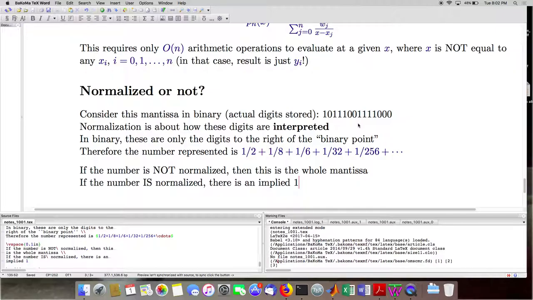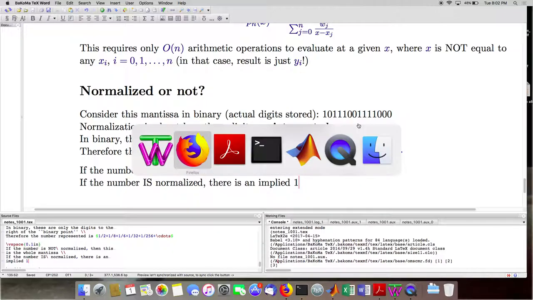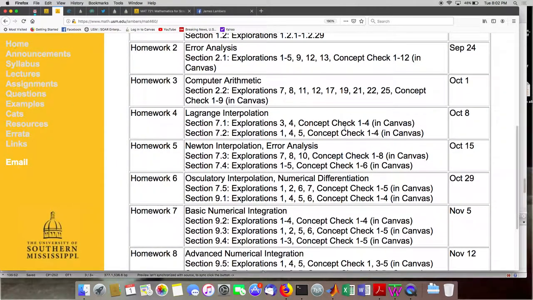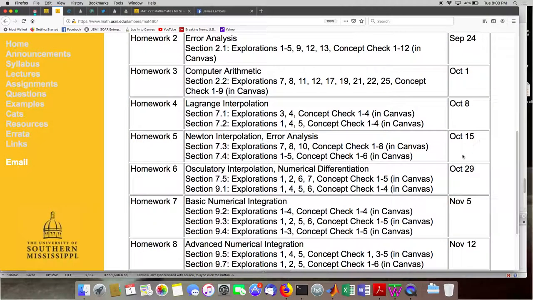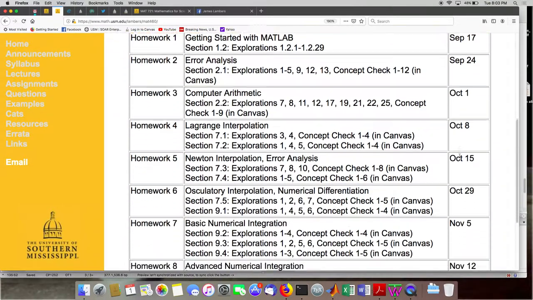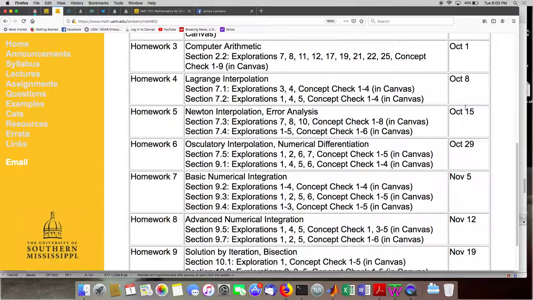Well, unfortunately, we're also out of time. I do want to make one quick announcement. Because the midterm is not coming up for a while, it's actually going to be on October 22nd, which is a Thursday. No, it's actually a Tuesday. But notice, because of that, there's a two-week gap between homework 5 and homework 6, which we haven't got to that material yet.